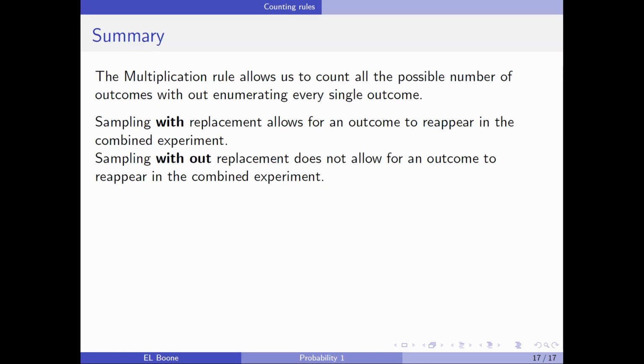All right, so here's a real quick summary. The multiplication rules allow us to count all possible number of outcomes without enumerating every single outcome. Sampling with replacement allows for an outcome to reappear in the combined experiment. Sampling without replacement does not allow for an outcome to reappear in the combined experiment. Hopefully that makes sense, because we're going to keep using these ideas. Let's go on to the next video.